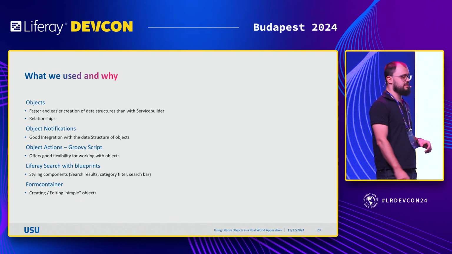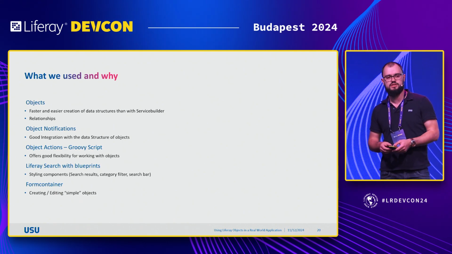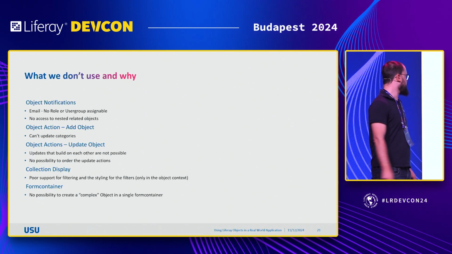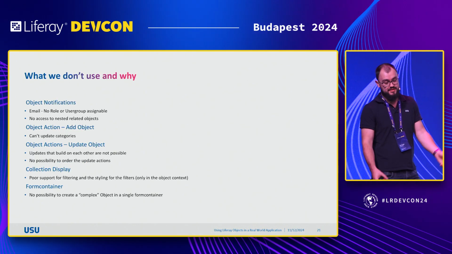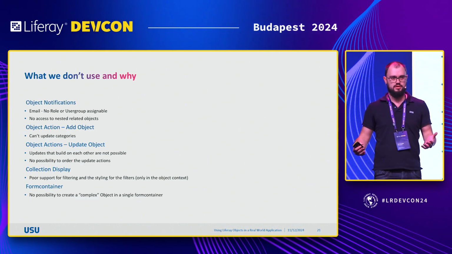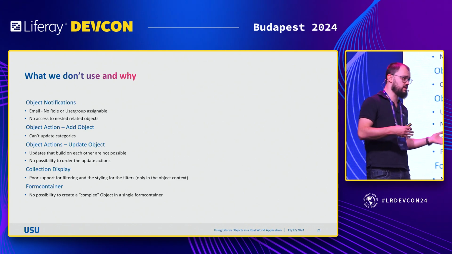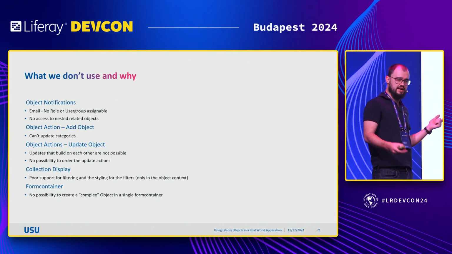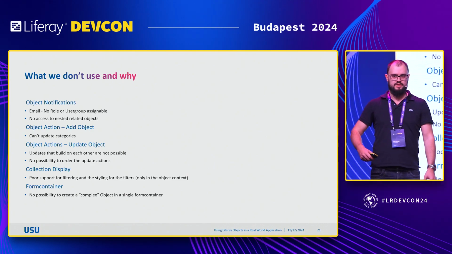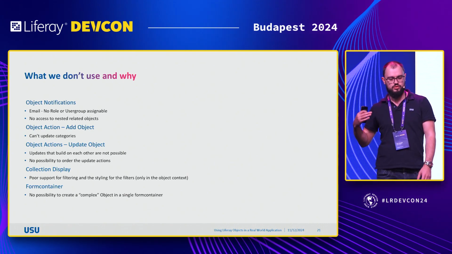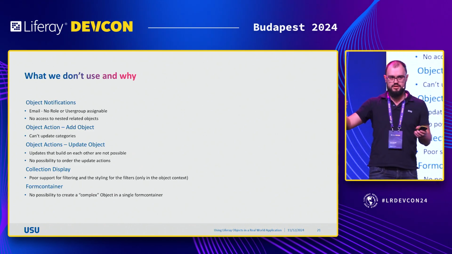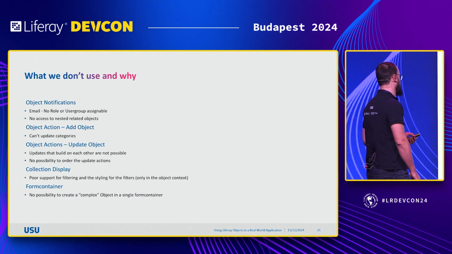And for simple objects without nested relationships, we use the form container. What we don't use: object notifications, because one big issue was that we can't send an email to a group of users in a role or something. This is working with Liferay notifications inside, but not in mails. And as I said, we don't have access to deeply nested objects. So the first relationship is working, but when you have multiple related relationships, you don't have access to it.